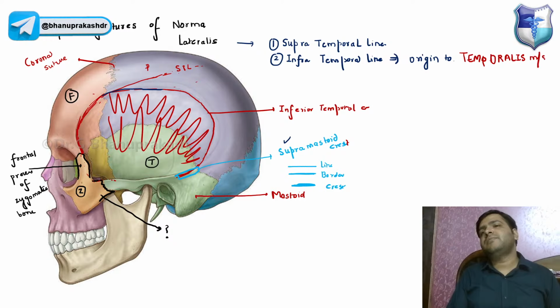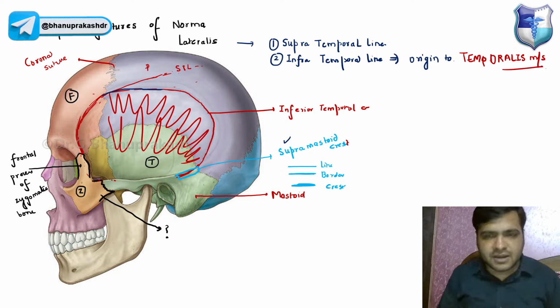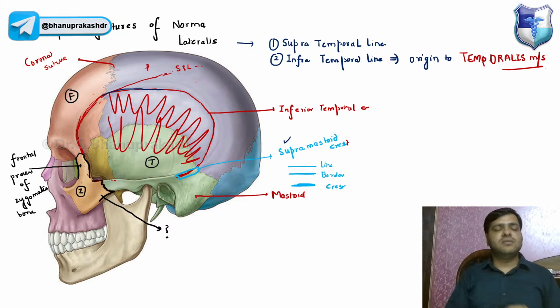Temporalis muscle. Right? It is called the temporalis muscle. So it is coming from the inferior temporal line. It is giving origin to the temporalis muscle. Now, supramastoid crest, guys, you already know it is the lower end of the temporal line. Which line? Inferior temporal line, as it tries to go towards the mastoid process. And this supramastoid crest, basically, this is the zygomatic arch only.